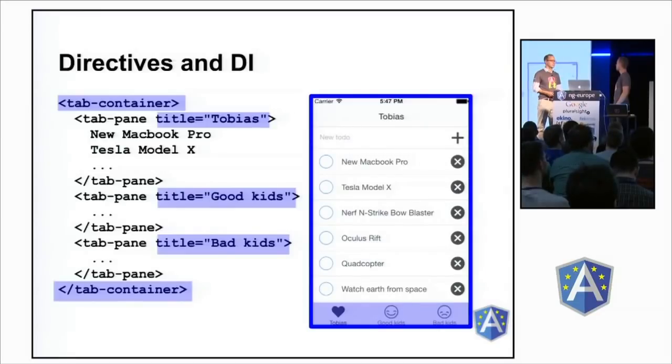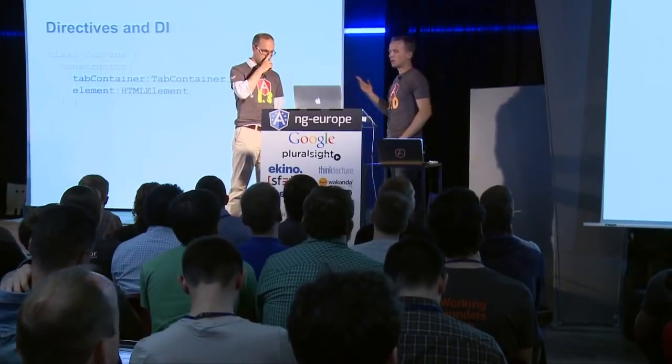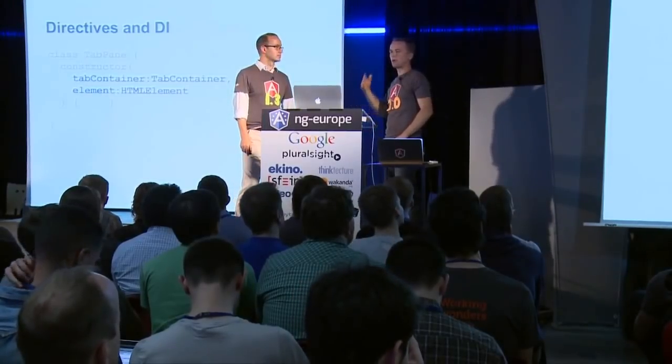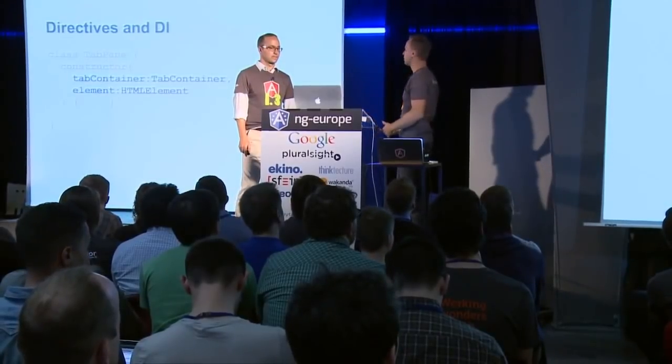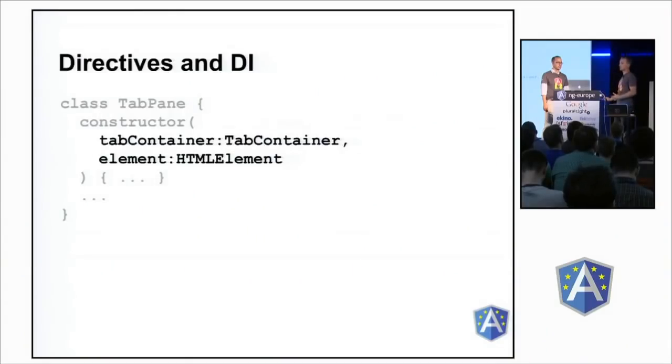Well, since the DI in 2.0 actually understands the structure of our components, one thing we can do, in the case of a tab pane that is trying to get hold of the parent tab container, is say in the constructor, please provide me the nearest tab container. And the DI will figure out which one is the nearest tab container and provide it. So you don't need any require, any special magic. You just get it through the constructor. In a similar way, since we don't have the linking function and don't need it anymore, if you want to get hold of the element of the current component, all you need to do is specify that you want HTML element, and the nearest HTML element for this directive will be provided to you.